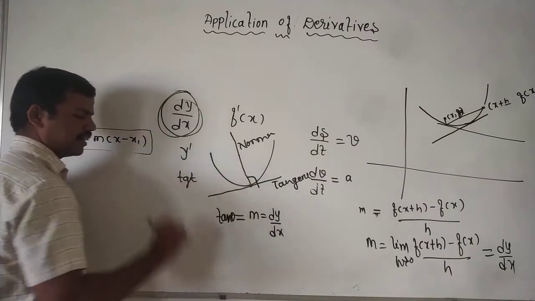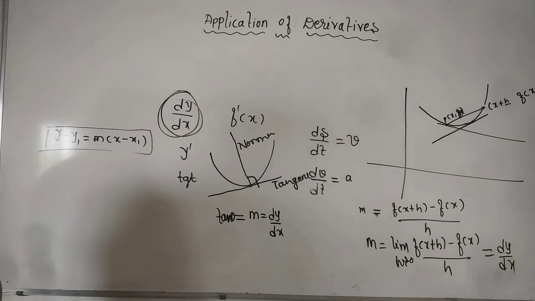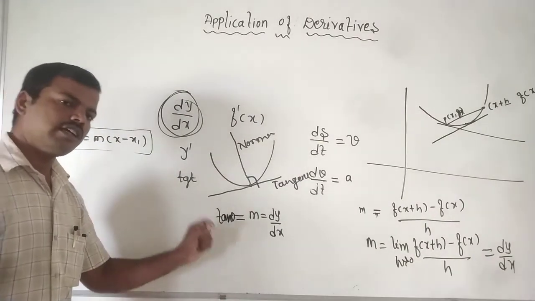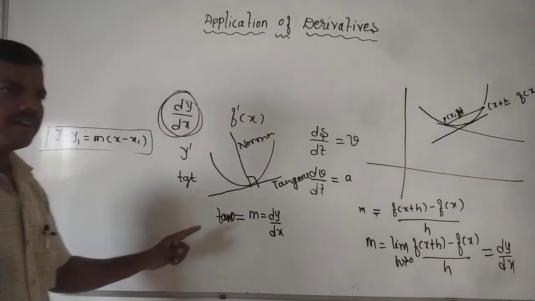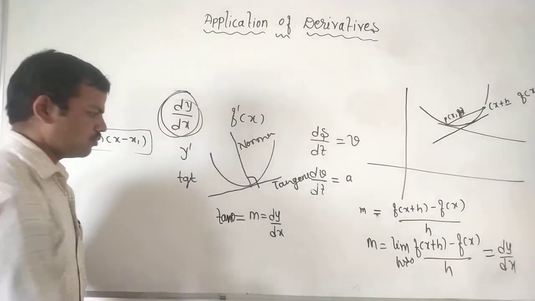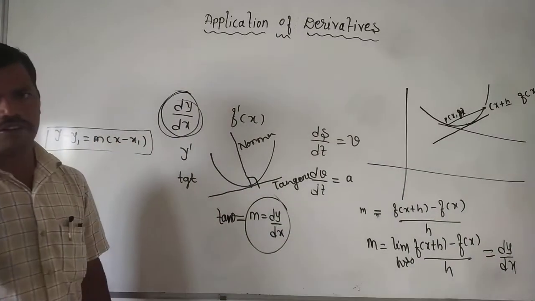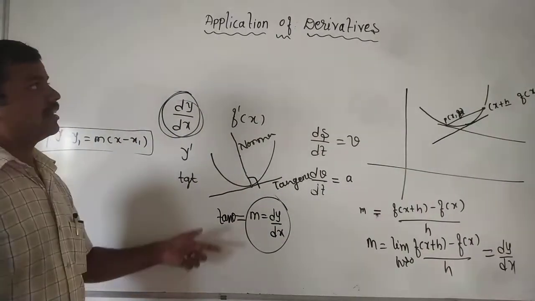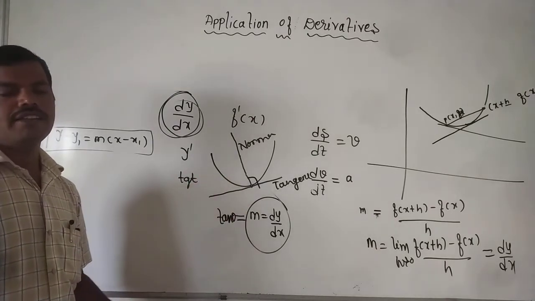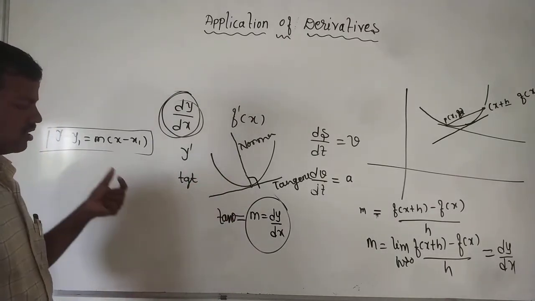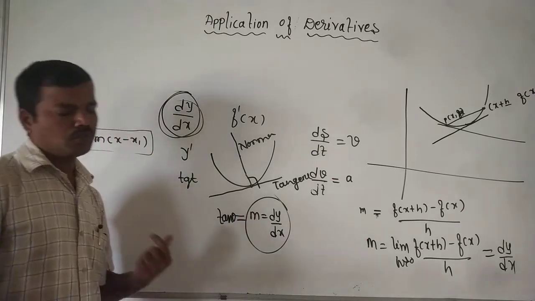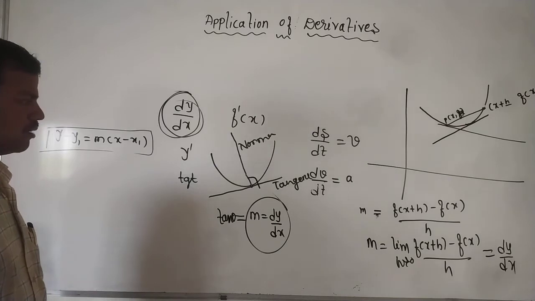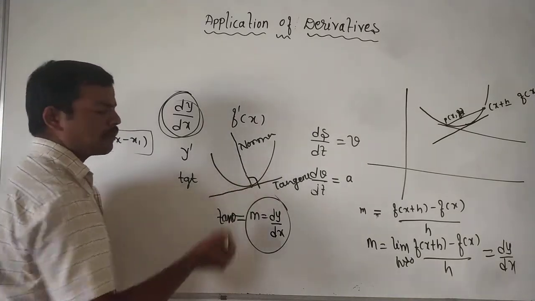We indicate this as tan theta. dy by dx is the slope of the tangent to any curve. So to find the equation of the tangent, we are using the derivative. It is one of the uses of the derivative, applying the derivative in finding the equation of the tangent. If we get the equation of the tangent, automatically we can get the slope and the equation of the normal at the point. Normal means they are perpendicular.